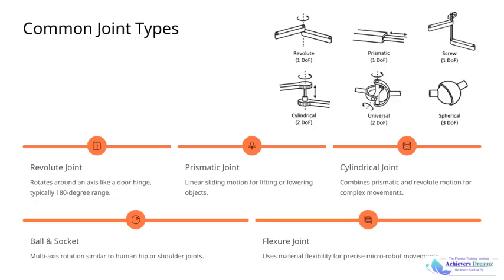Finally, we have flexure joints, which are quite innovative. They use the flexibility of materials themselves to achieve precise micro-robot movements. This approach is especially useful in delicate tasks requiring high accuracy. All these joint types play a vital role in enabling robots to perform a variety of tasks, connecting back to our overall theme of creating versatile, capable robotic systems.